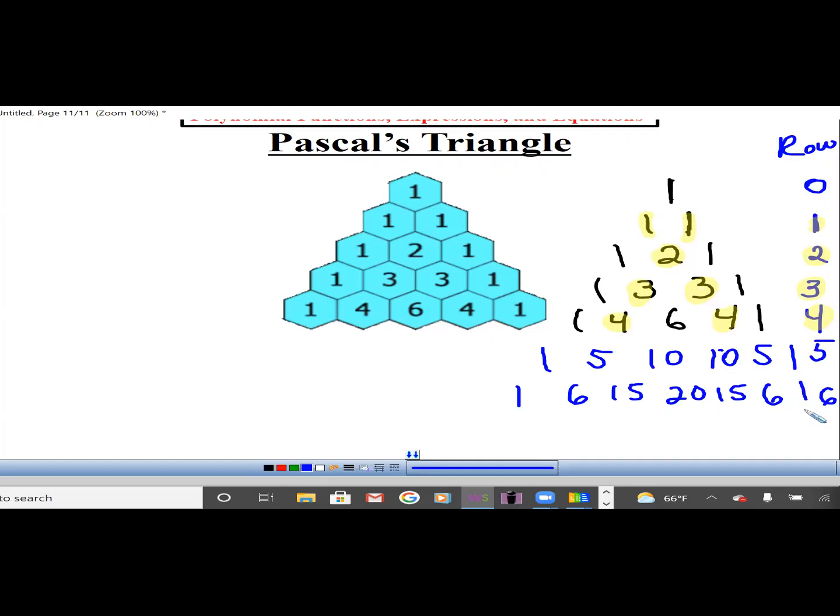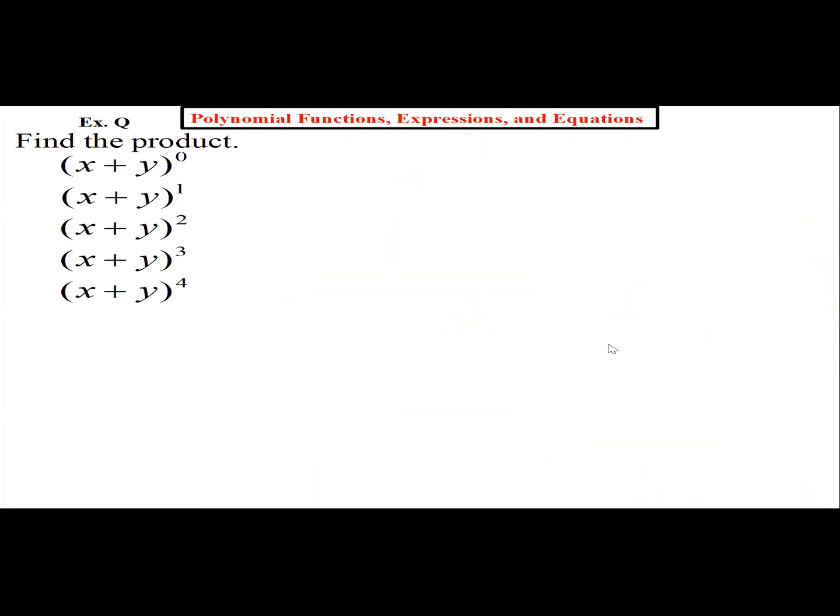So, Mr. Q, why are you showing this to us? Because today we're going to be multiplying binomials, and instead of multiplying the whole thing because it's a lot of work, we're going to use the Pascal Triangle to help us find the product a lot faster. All right, so here we go. Look at this next example. Don't copy it, please.